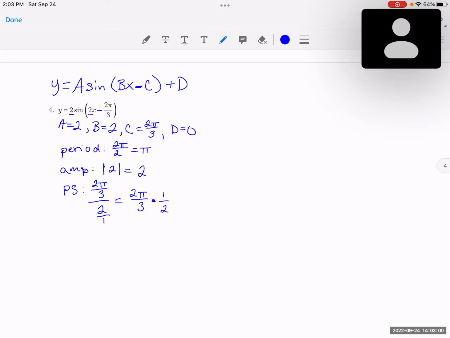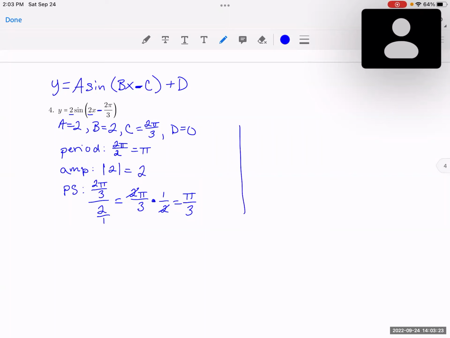So now I'm going to multiply across. I have a little bit of canceling to do. And overall, my phase shift is pi over 3. So what that means is that instead of starting my wave at x equals 0 like normal, I'm going to start my wave at x equals pi over 3.